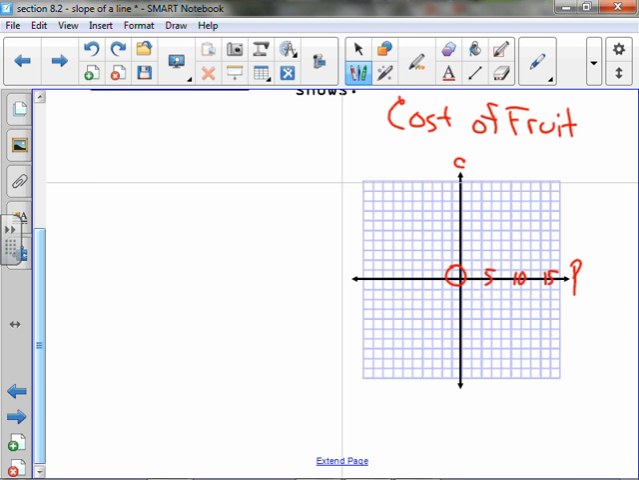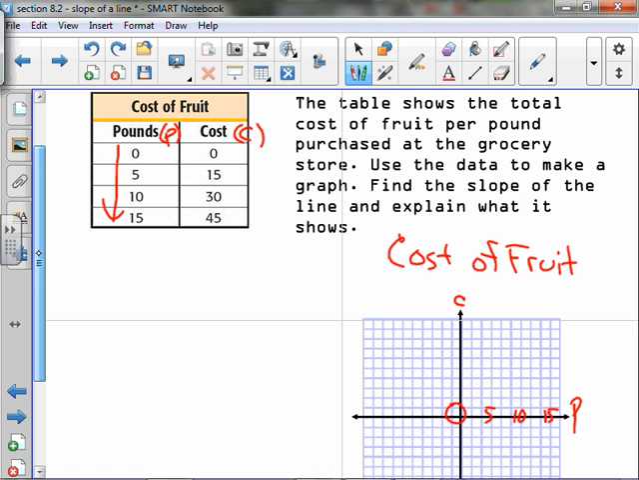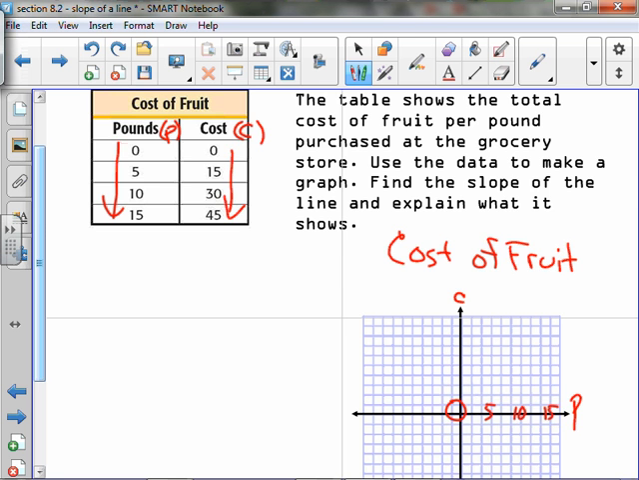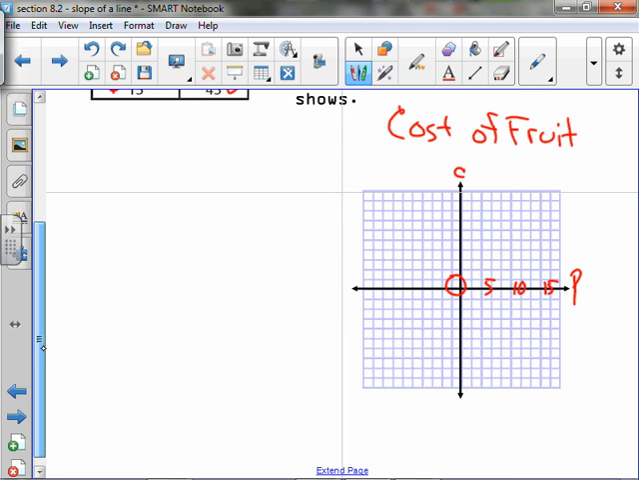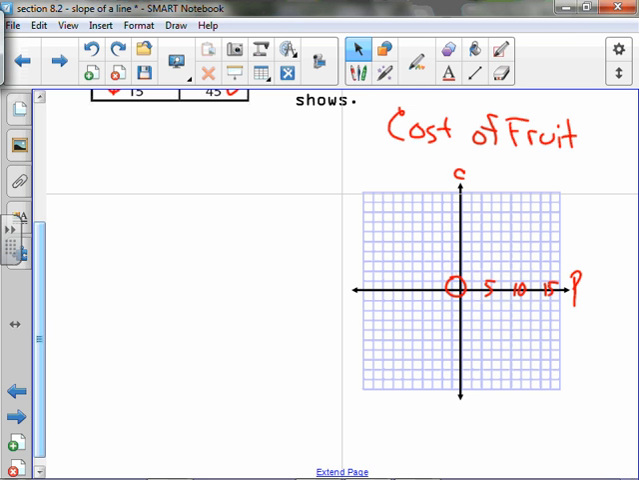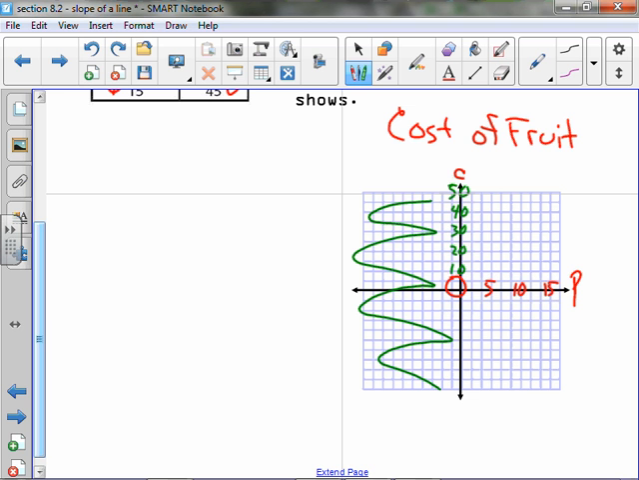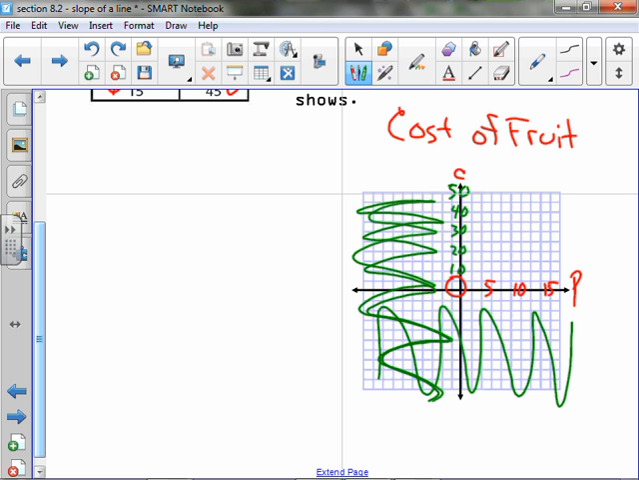And then for cost is going to go between 0 and 45. So I need to make sure I can fit 45 on here. And let's see, I guess I will go every line is 5, so every 2 lines is going to be 10. So 10, 20, 30, 40, 50. And notice all of my numbers are positive because it doesn't make sense to have negative pounds or negative cost of something you're buying. So I am not going to need any of this stuff, just the first quadrant.